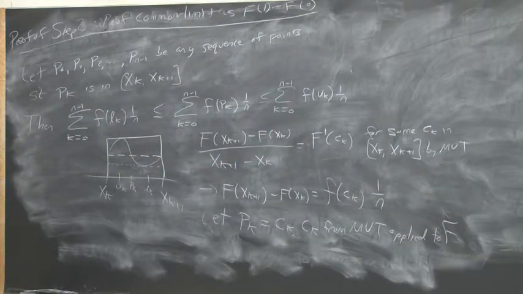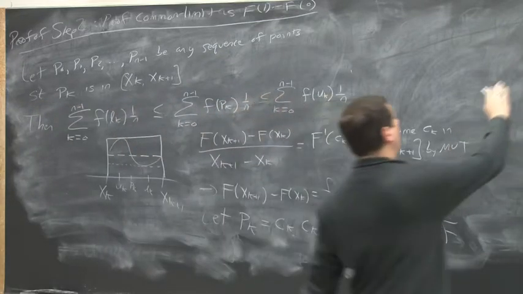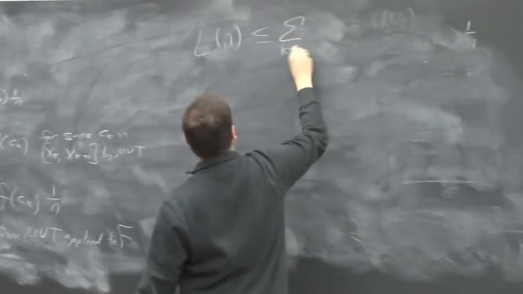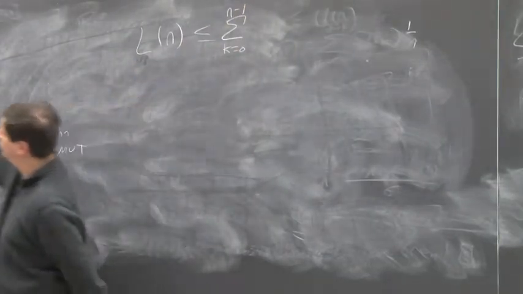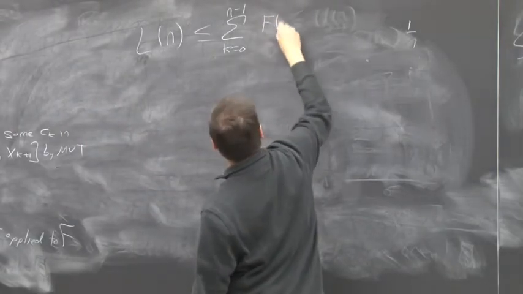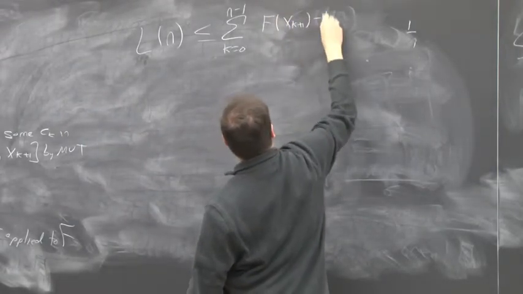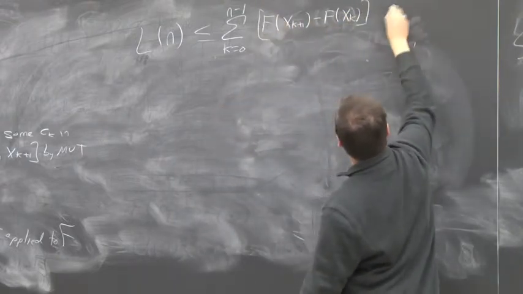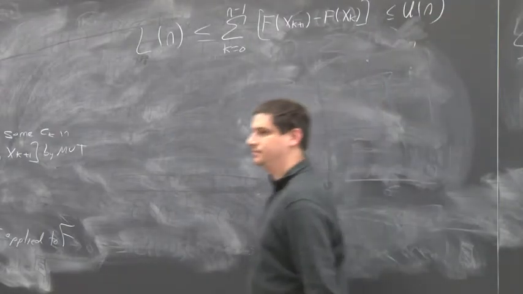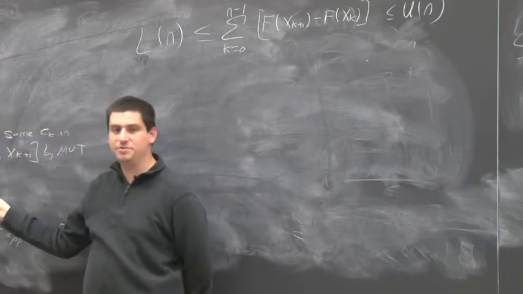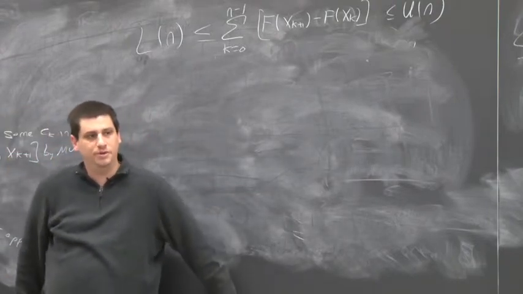So that tells us what we should try to do. We're going to take our points to be these c_k's. And now what do we get? We get the lower sum is less than or equal to the sum, k goes from 0 to n minus 1, where we replace the f of p_k times 1 over n with big F of x_{k+1} minus big F of x_k. And this is going to be less than or equal to the upper sum. We don't have the 1 over n to carry over because we needed that in the use of the mean value theorem. The 1 over n is absorbed.